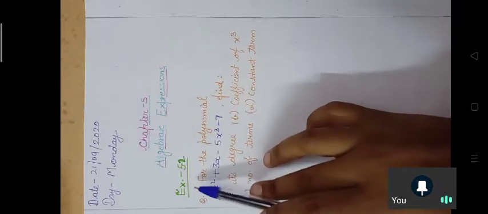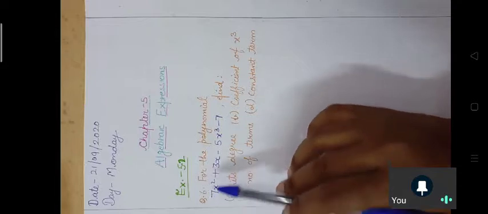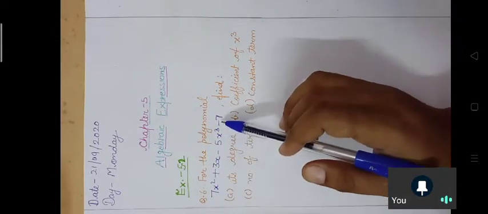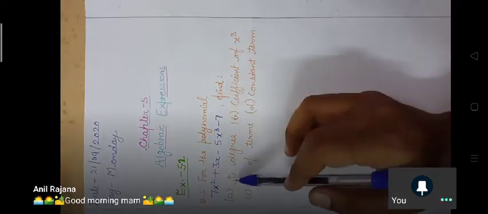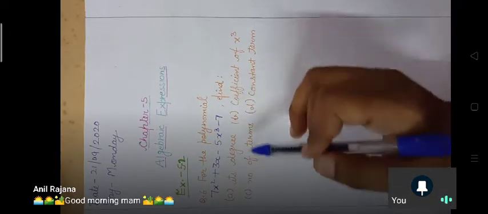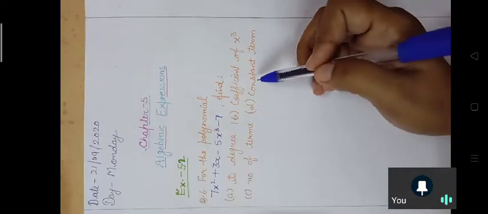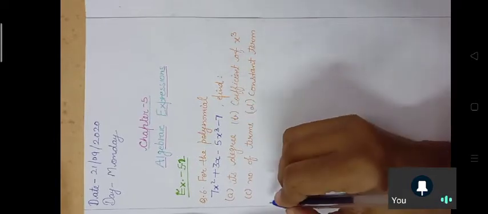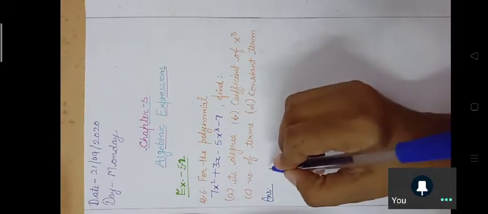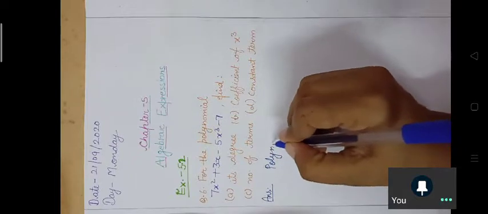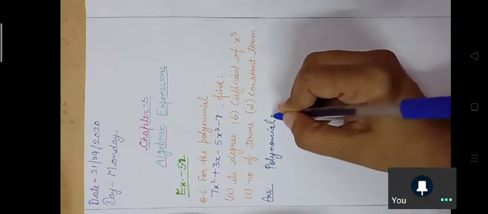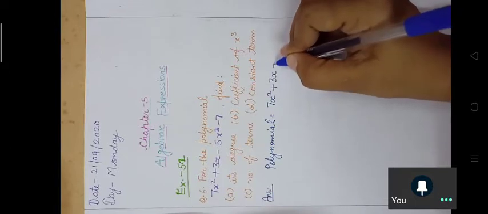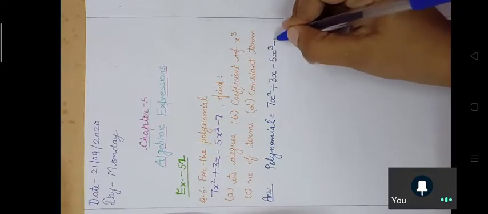Okay. So, exercise 5.2, question number 6 is: for the polynomial 7x square plus 3x minus 5x cube minus 7, find its degree, coefficient of x cube, number of terms and constant term. These four things you have to find for this given polynomial. Okay, so let us start our answer. What is the polynomial given? 7x square plus 3x minus 5x cube minus 7.